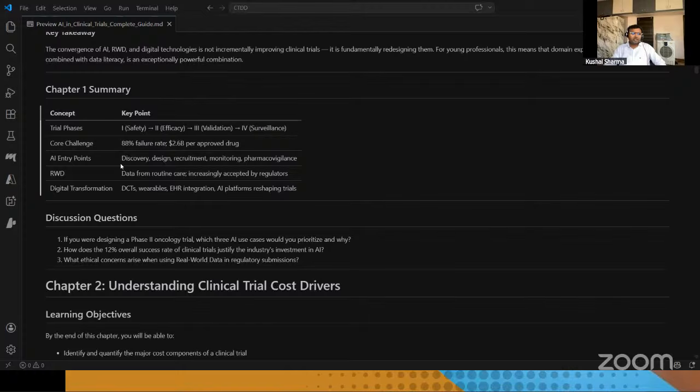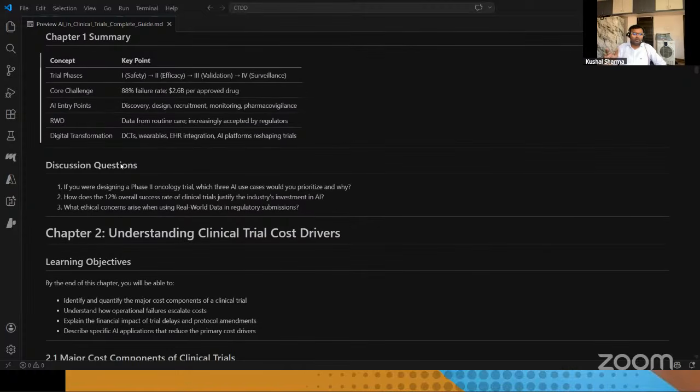Okay, some discussion questions, thoughts to ponder. So, if you are designing a phase 2 oncology trial, which three AI use cases would you prioritize and why? How does the 12% overall success rate of clinical trials justify the industry's investment in AI? What ethical concerns arise when using real world data in regulatory submissions?